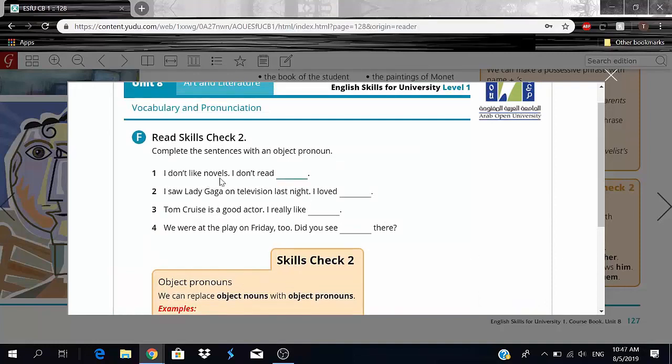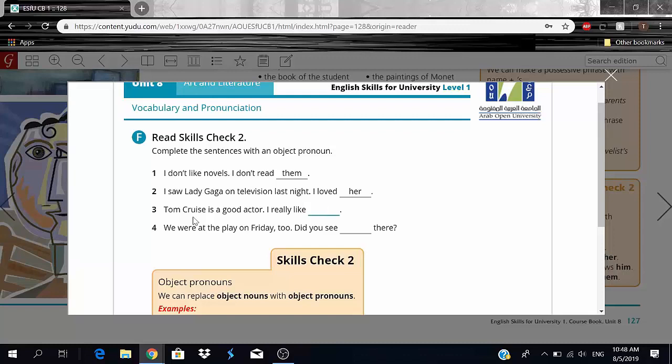I don't like novels. I don't read them. Okay, that's a really easy pronoun. 2. I saw Lady Gaga on television last night. I'm a big fan of Lady Gaga, personally. I saw Lady Gaga on television last night. I loved her. Okay, I'm talking about her multiple times, so I could say I loved Lady Gaga, but that would just be kind of weird, you know, boring. So I just say I loved her.